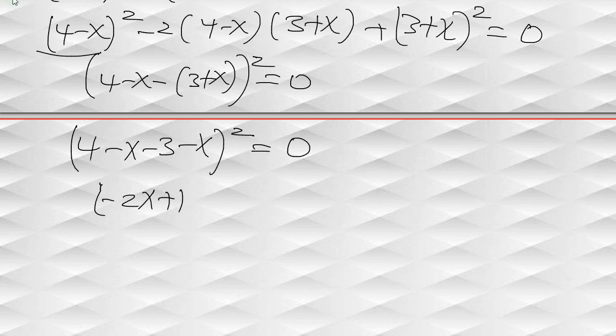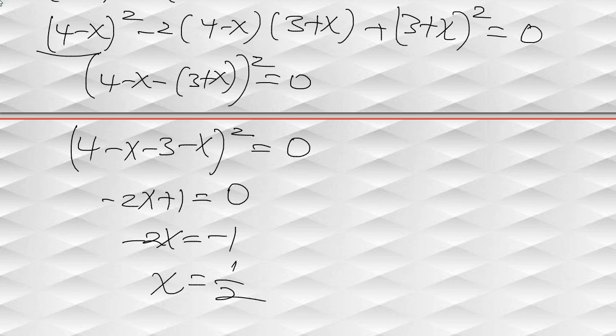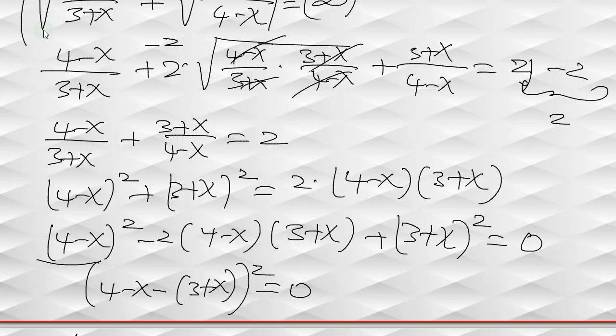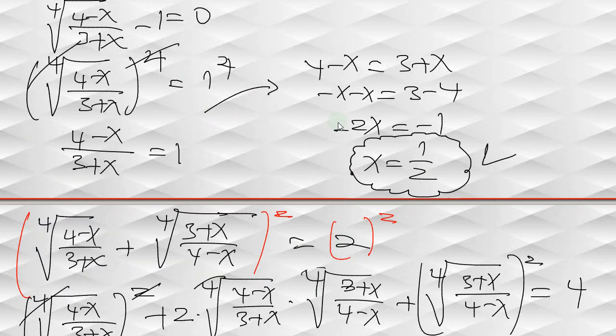If we take the square root on both sides of the equation, we're going to have just minus 2x plus 1 equal to 0, and then from here negative 2x is equal to negative 1, and then x is equal to 1/2, right? So this is the solution, guys, the same one we got in the beginning right here.